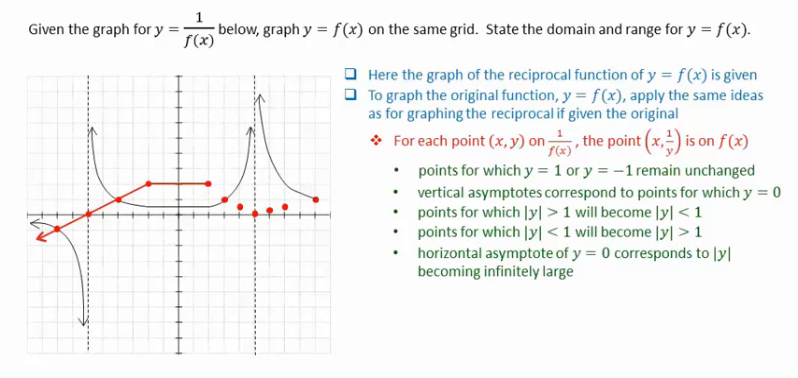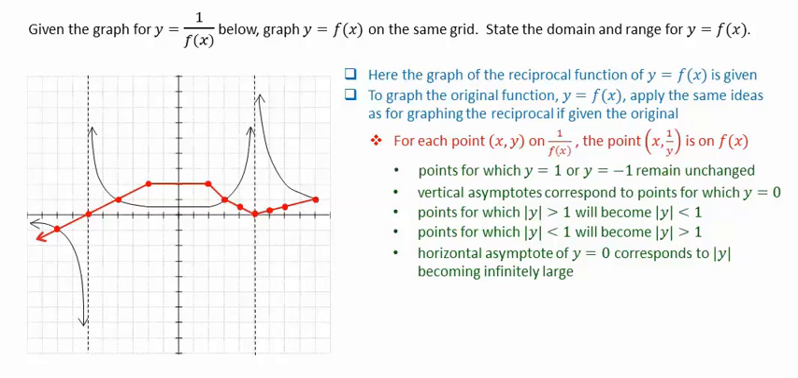Between x equals 2 and x equals 3, we'll have a straight line with a slope of -1. Between x equals 3 and x equals 5, we'll have a slope of -1/2. And between x equals 5 and x equals 9, this time we'll have a line with a slope of +1/4.